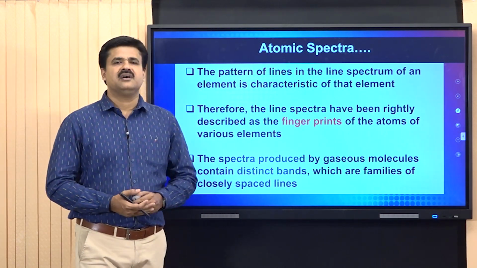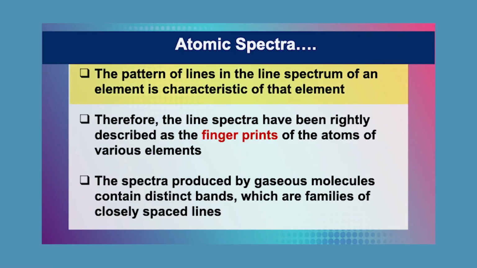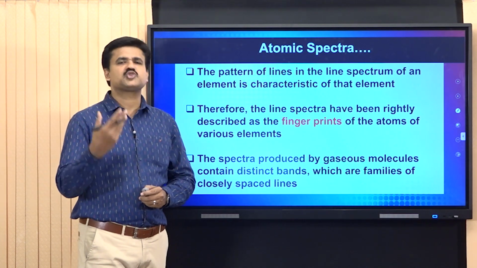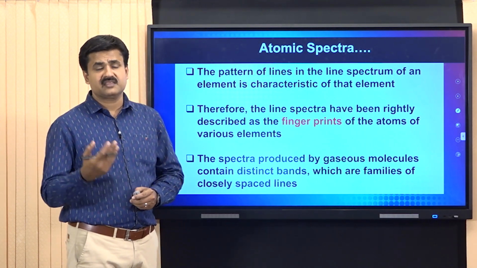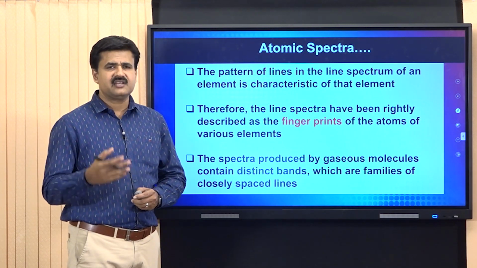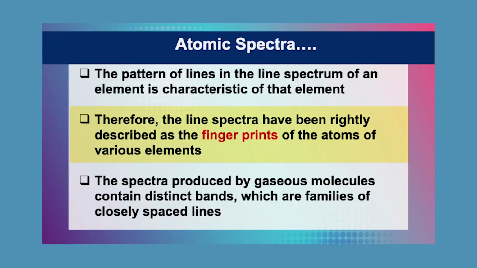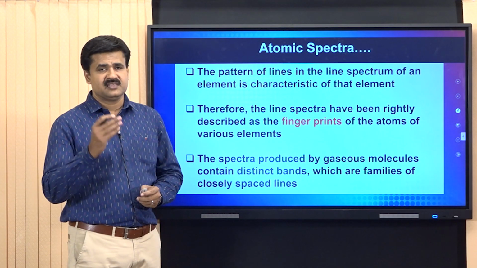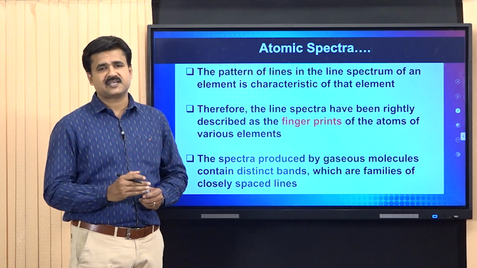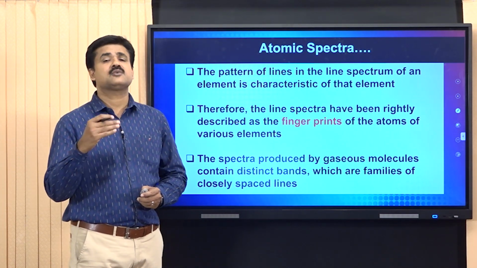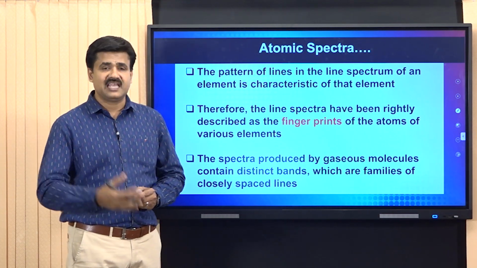The pattern of lines in the line spectrum of an element is characteristic of that element. That is, the spectrum shown by hydrogen is different from that shown by helium or nitrogen or any other element. Therefore, the line spectra have been rightly described as the fingerprint of the atoms of various elements. This implies that the atomic spectrum of one element is quite different from that of another element.